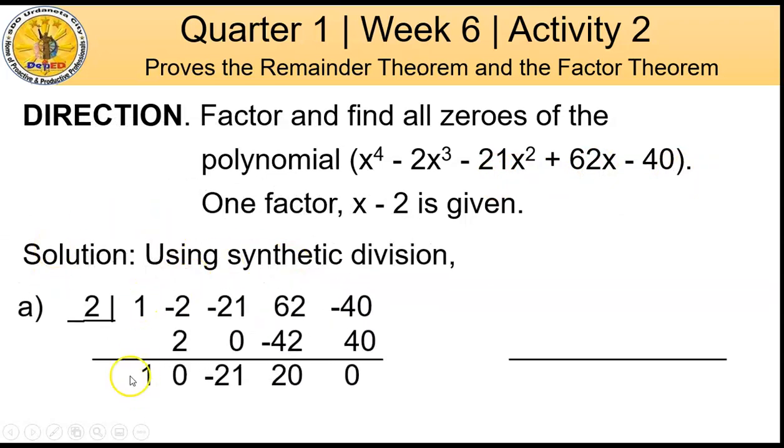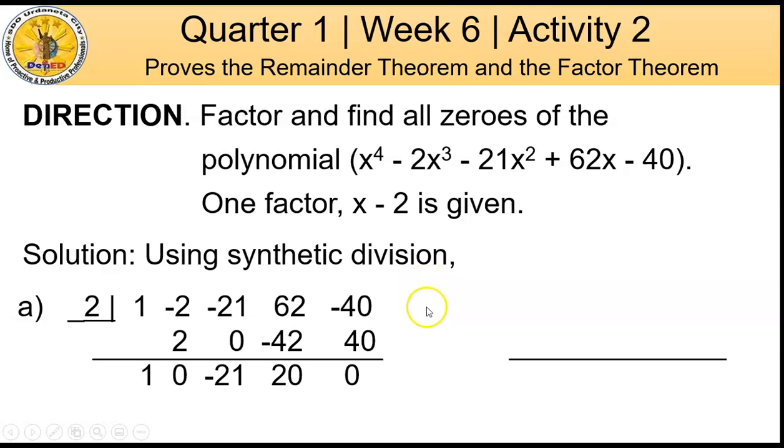So we bring down 1, 1 times 2 is 2, negative 2 plus 2 is 0. 0 times 2 is 0, so negative 21 plus 0 is negative 21, negative 21 times 2 is negative 42, 62 minus 42 is positive 20, positive 20 times 2 is positive 40. So negative 40 plus positive 40 is 0. Now again, we continue the process. So we are left with 1, 0, negative 21, and 20.